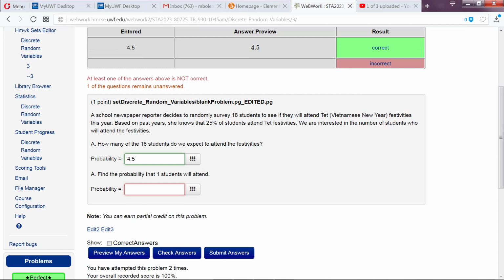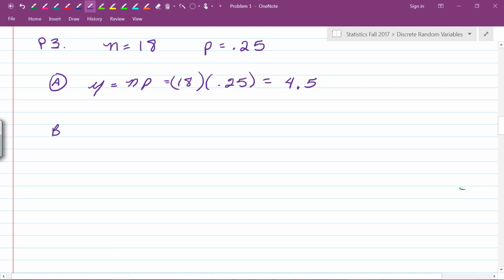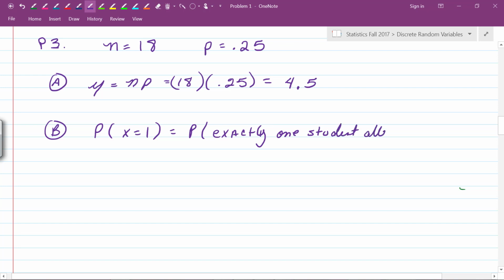Now the next question says, find the probability that X equals 1, or exactly 1 student, will attend. So that means we're looking at part B right here. We want to know the probability that X is equal to 1, or in other words, exactly 1 student attends Tet. That's what we're looking for.